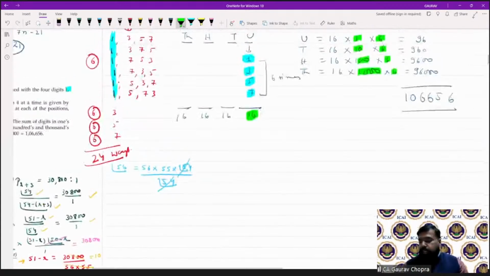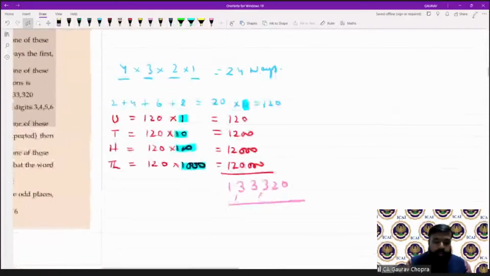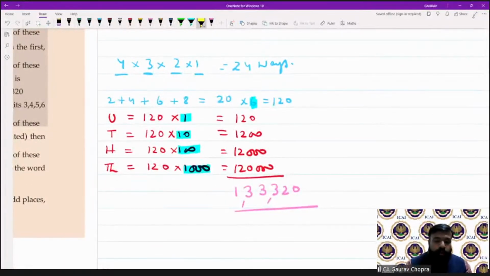Then Priyanka asks, how did 120 come? Okay. See, 120 was the total of all these, the total of 2, 4, 6, 8. It is 20. And 20 is multiplied by 6 because each number will repeat 6 times. Each number will repeat 6 times. So therefore 20 multiplied by 6 becomes 120. Okay.